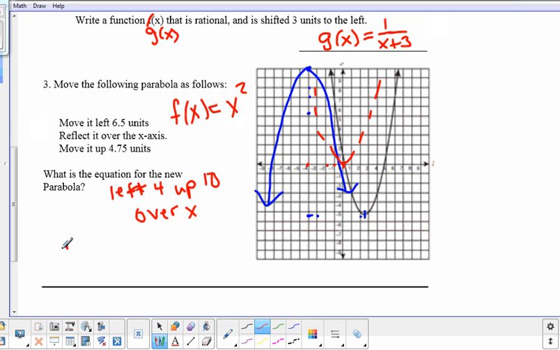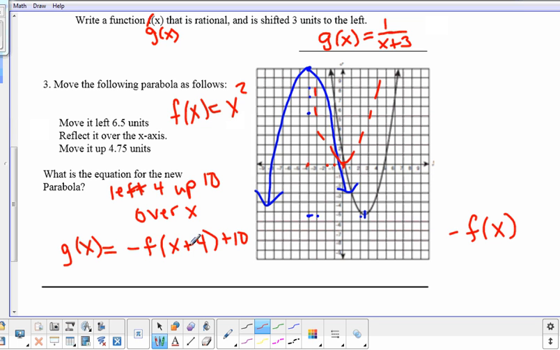Okay, so we're going to go g of x equals, well, I went over the x, so I need a negative out front, because remember, negative f of x, this was on the board the other day, that makes it reflect over the x. So negative f, what makes it go left 4? Inside the parentheses, opposite, and up 10, plus 10.